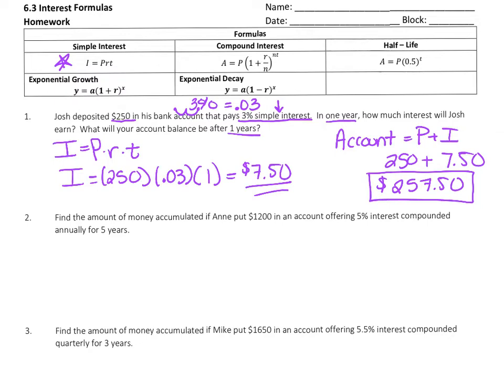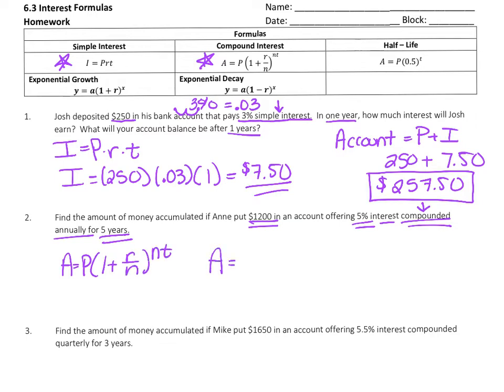Okay, question 2 says, find the amount of money accumulated if Ann puts $1,200 in an account offering 5% interest compounded annually for 5 years. So again, this keyword compounded means I'm using compound interest. So my compound interest formula is going to look like this. And then we'll talk about what goes in each spot.